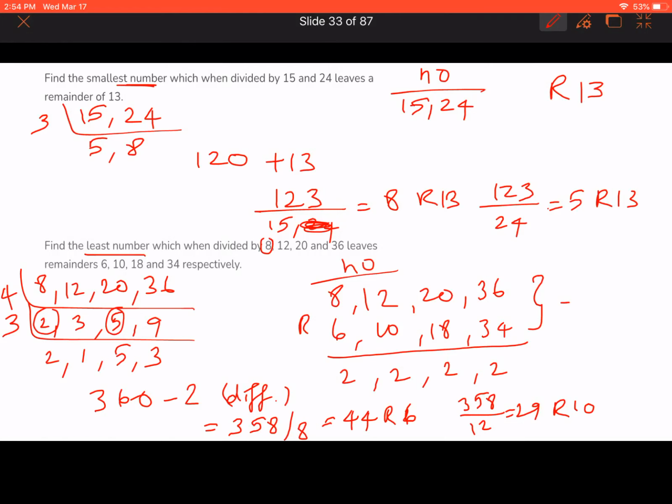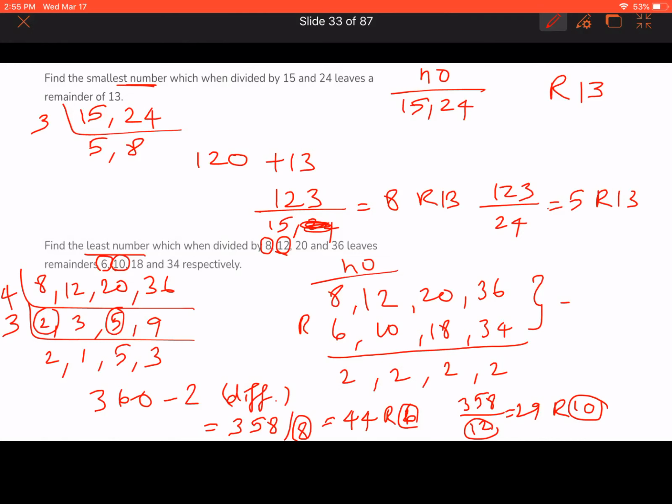8 means it has to have a remainder 6, right? When it is divided by 8, it has the remainder 6. When it is divided by 12, it will have the remainder 10, and so forth. It will be the same, and so it is hence proved that 358 is the least number which, when divided by 8, 12, 20 and 36, leaves the remainders 6, 9, 10 and 34. The answer is 358.